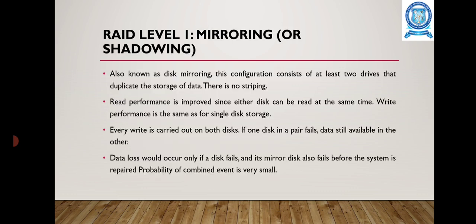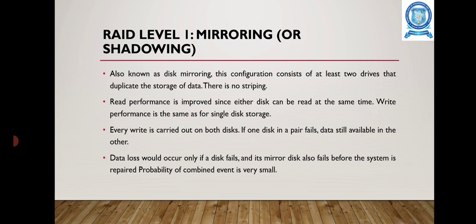Next level is RAID level 1. This level is otherwise known as mirroring, that means shadowing. It is also known as data mirroring. This configuration consists of at least 2 drives that duplicate the storage of data. There is no striping. Here the data read performance is improved since either disk can be read at the same time. Write performance is the same as for single disk storage.